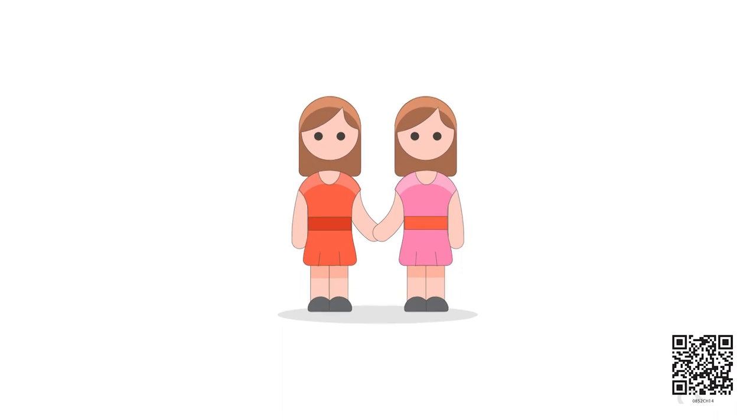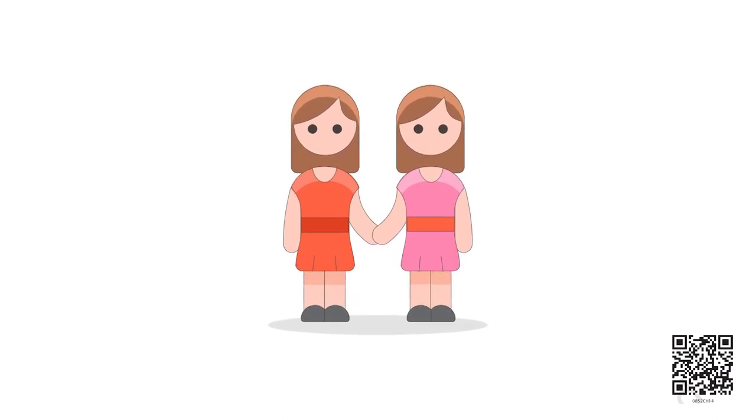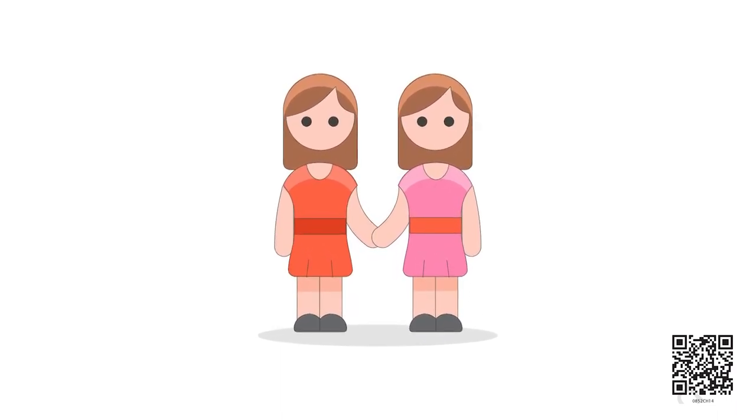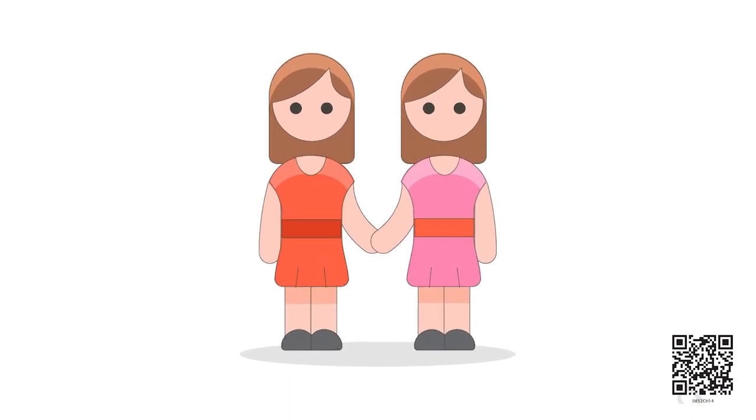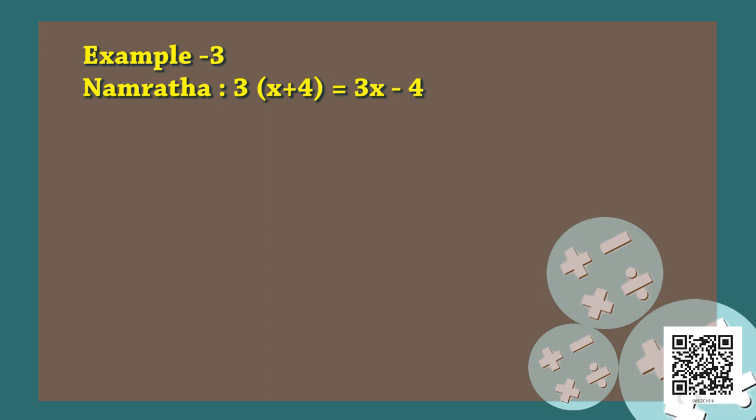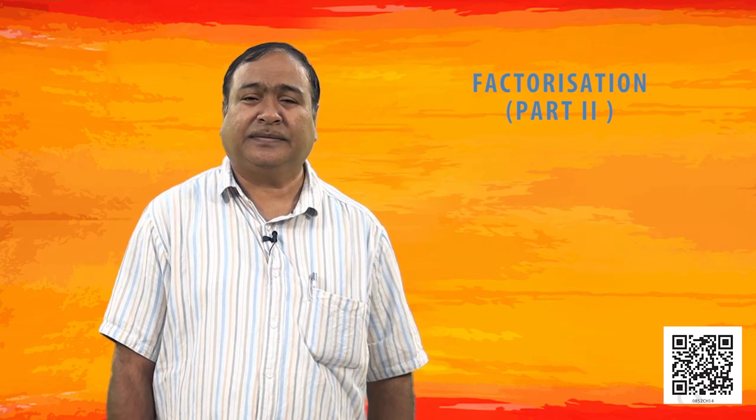Now, look at another task. Namrata and Salma have done the multiplication of algebraic expressions in the following manner. Namrata: 3 into (x plus 4) is equal to 3x plus 4. Salma: 3 into (x plus 4) is equal to 3x plus 12. Who is correct?